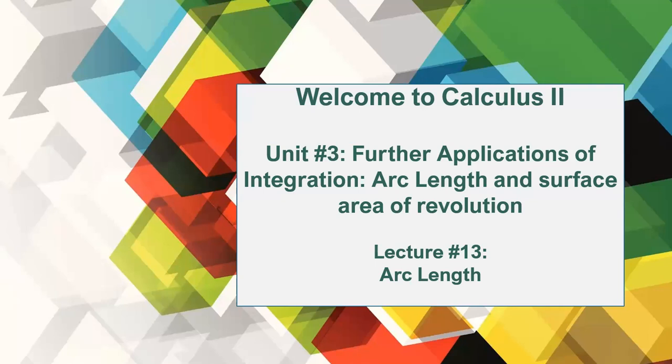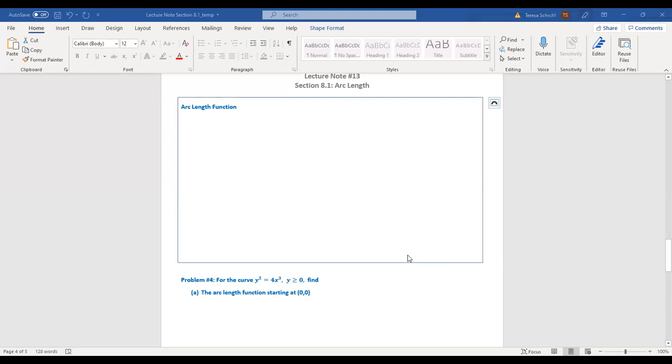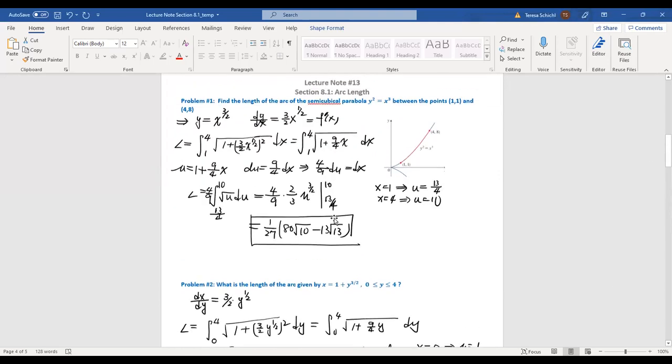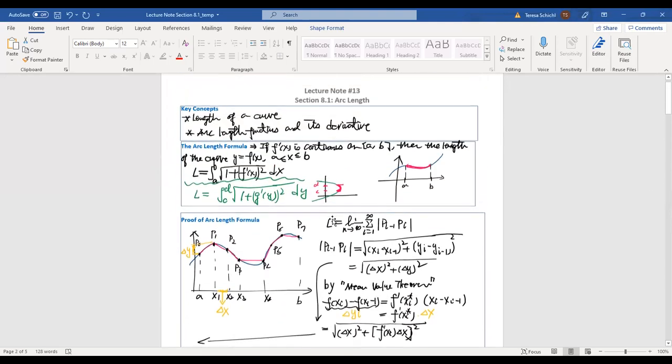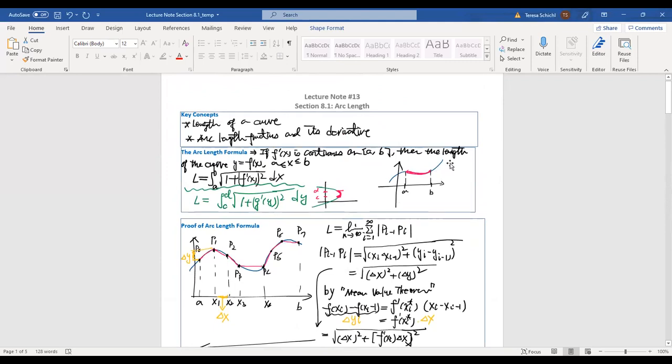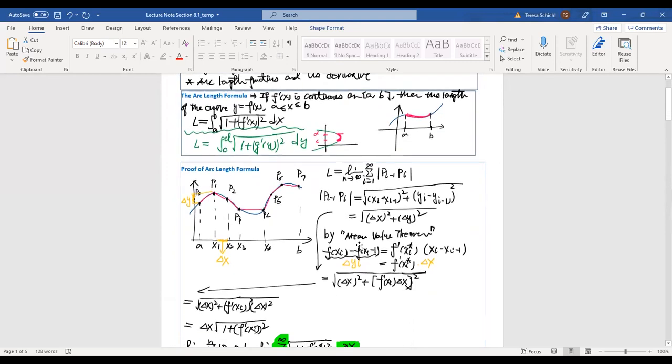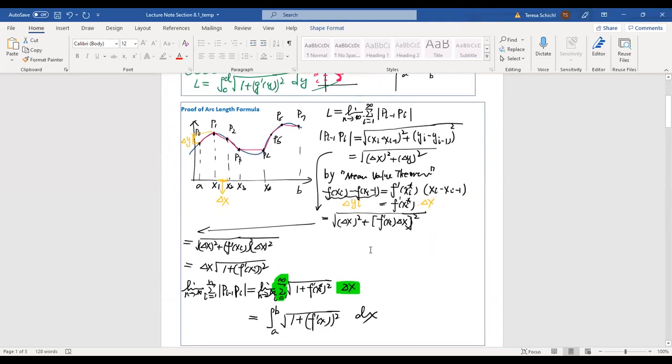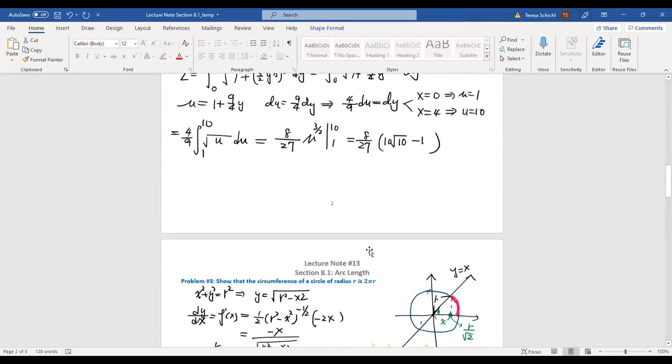Okay, let's go to our lecture notes. In video number 1, we talked about arc length: if you have a curve and want to find the length of the curve over a certain interval, what is the formula for doing that? We did a little proof, similar to the Riemann sum concept, and we practiced a few problems.